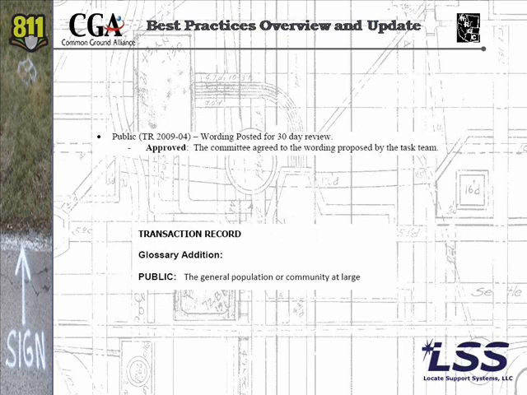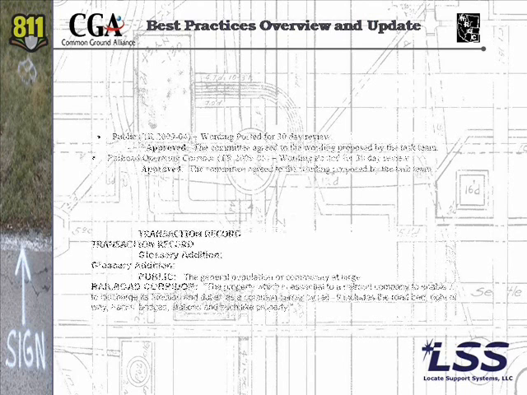TR 2009-04 is pretty straightforward. It was the definition of the word public. It seems pretty straightforward, and why someone would even need to clarify that in the glossary probably needs some explanation. There are TRs, actually there are best practices within the book right now that make reference to the public, and there were some that felt this perhaps could be limited to the public as it relates to damage prevention, but it was generally understood that this term of the public was the general population or community at large.